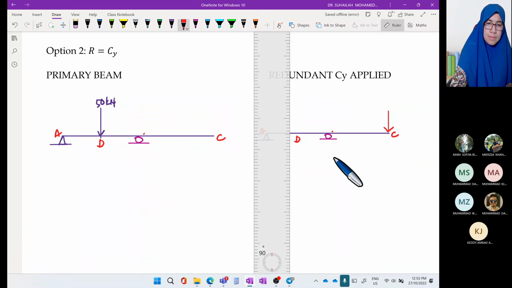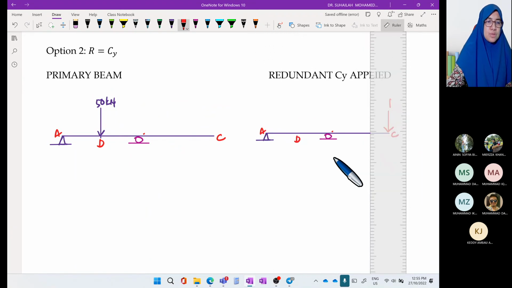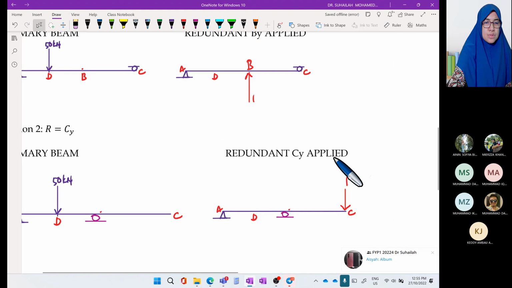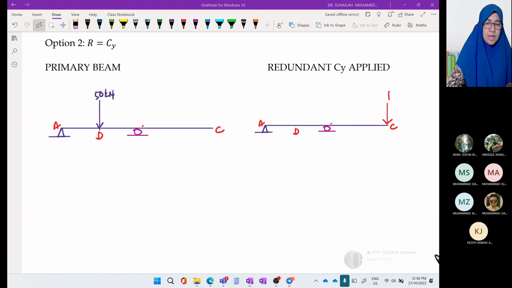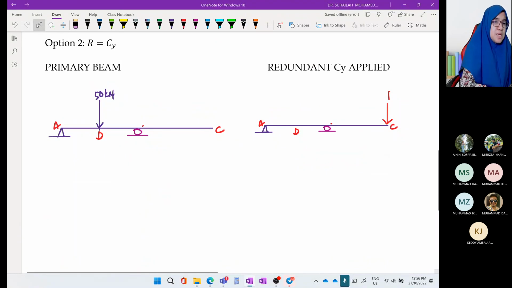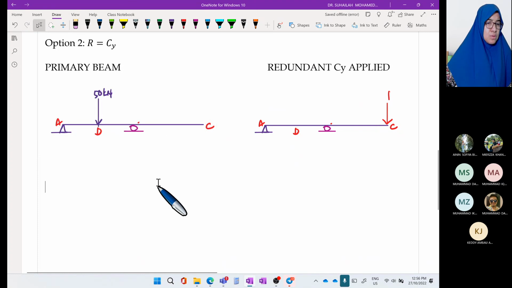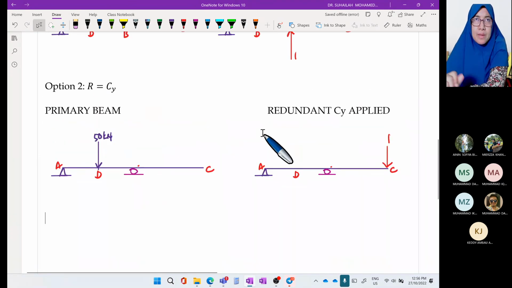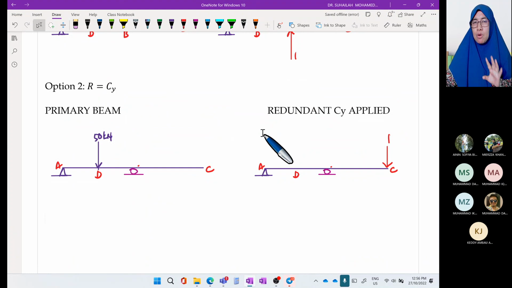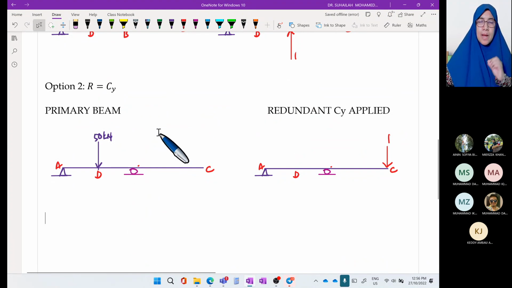A unit value of CY. Can you see? This is actually what I want you to have. You have to remember, primary beam and redundant beam are both the same except for the loading. Except loading means that the primary also has supports, and the redundant also has supports. The difference is in the loading only.